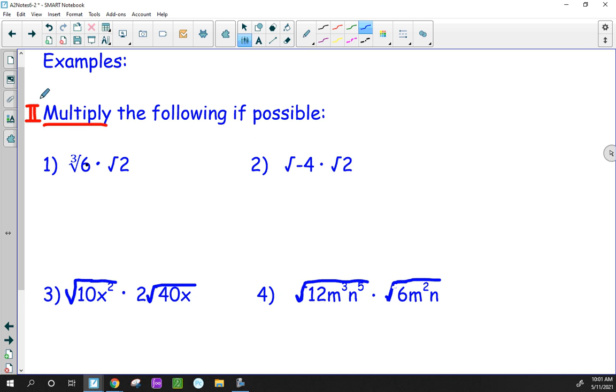So example, multiply the following if possible. Number one, the cube root of 6 times the square root of 2. First, again, you check your index numbers. They must be the same. This problem is not. Obviously, this has a 3 and this has a 2 as an index number. And so for question number 1, you would write not possible or no product, something to that effect. Not possible.